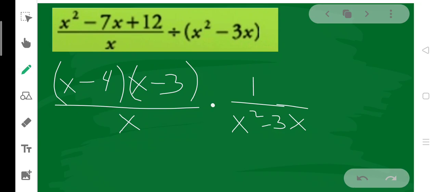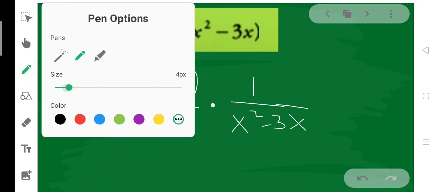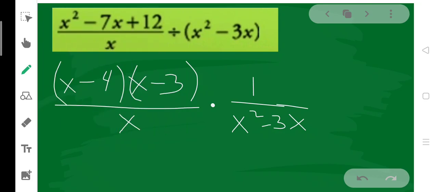Then proceed to multiplication. Okay? So, we have this one. So, we can cancel out the common factor if there is. No, I will factor this first.